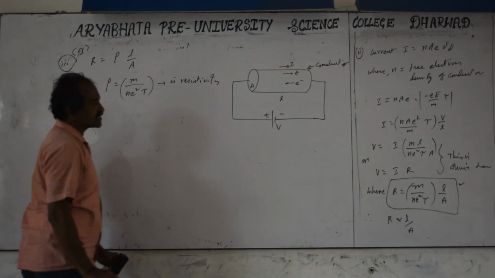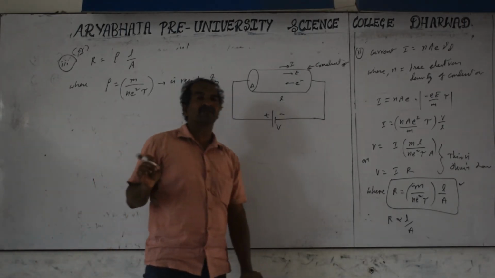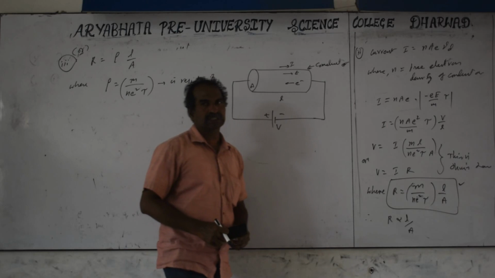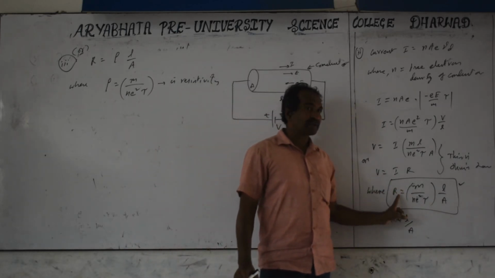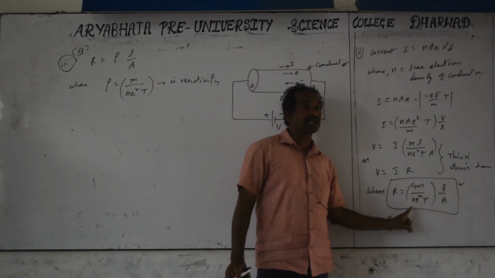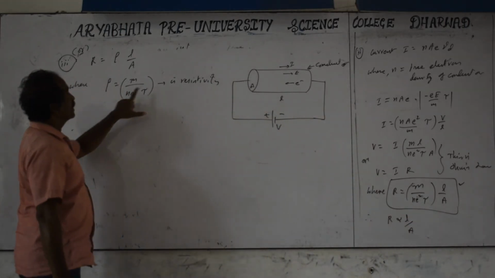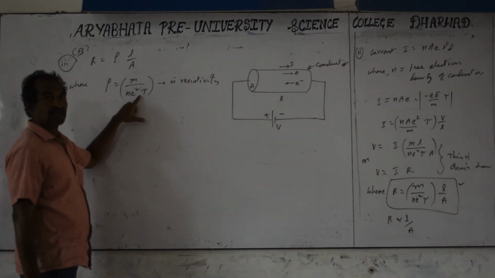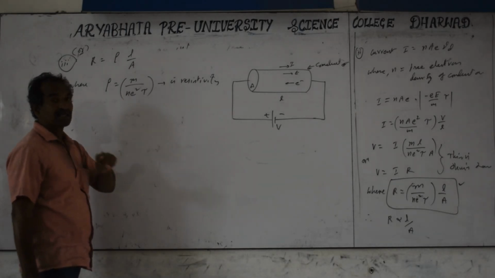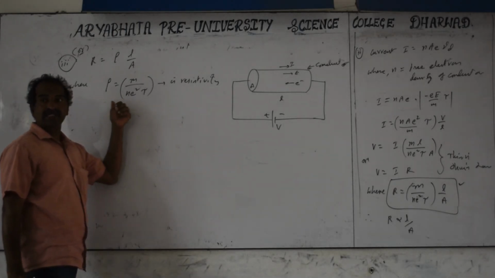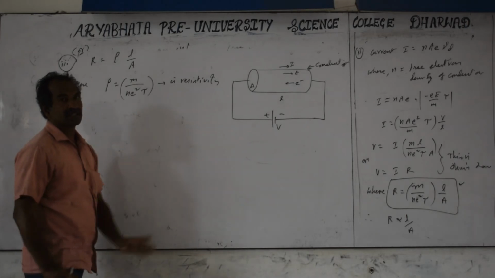Here, resistance depends on what factors, and resistivity depends on what factors? We have two more questions. Resistance depends on the physical dimensions and also the nature of the material. Whereas resistivity does not depend on physical dimensions, it only depends on the nature of the material. But tau is interrelated with temperature. So where temperature changes, rho changes, and automatically resistance also changes.